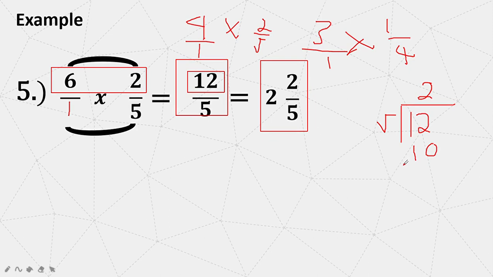Now, the next step is that, isa-subtract natin to siya. Then, 12 minus 10 will give us 2. Okay, take note that this 2 is the remainder. Okay, ang pangalan nito is remainder. Itong sa taas, yung 2 natin na dyan is quotient. Okay, that is quotient.